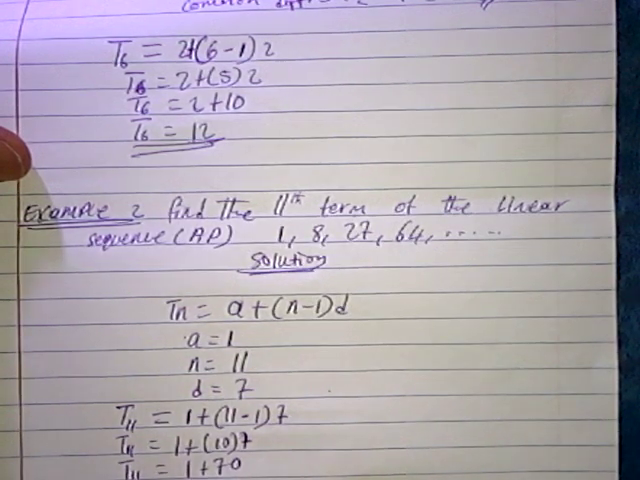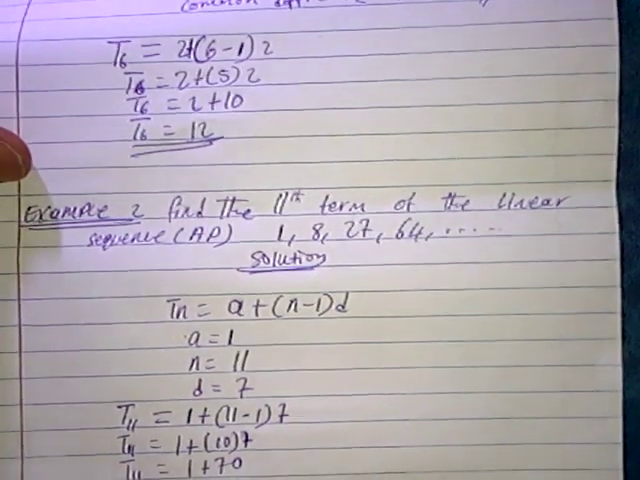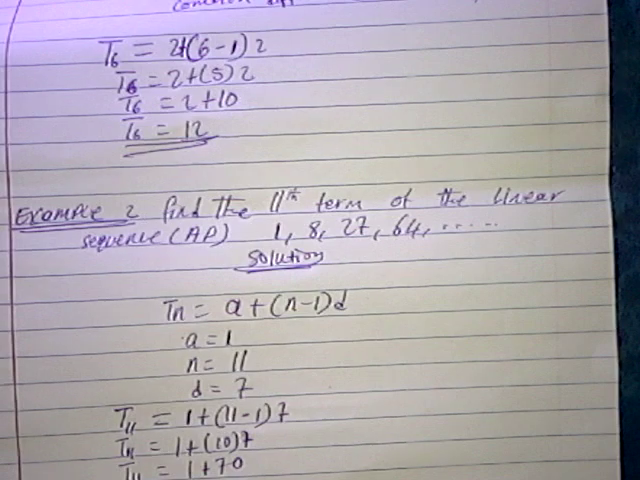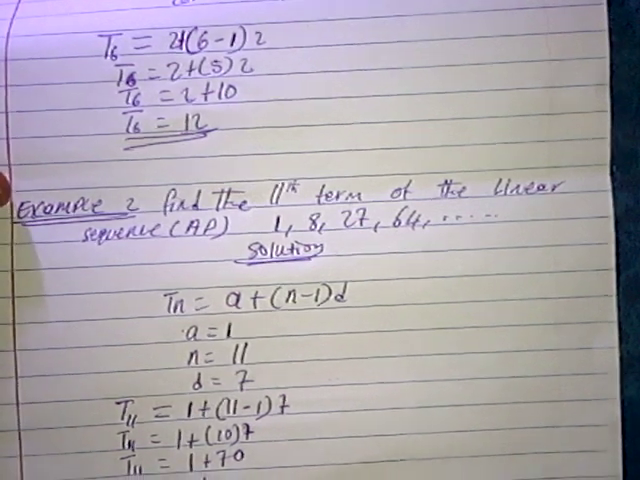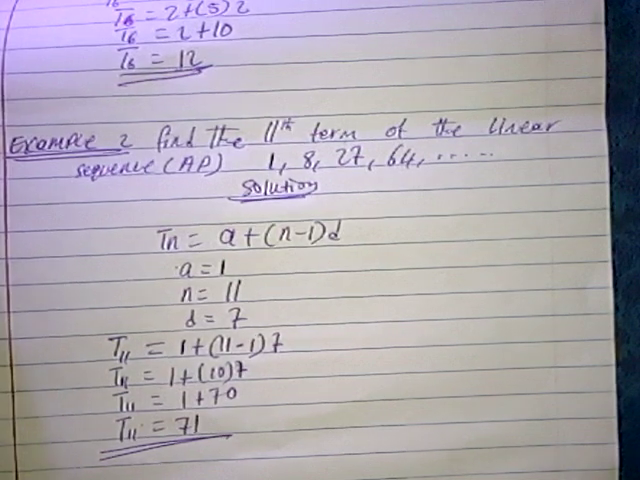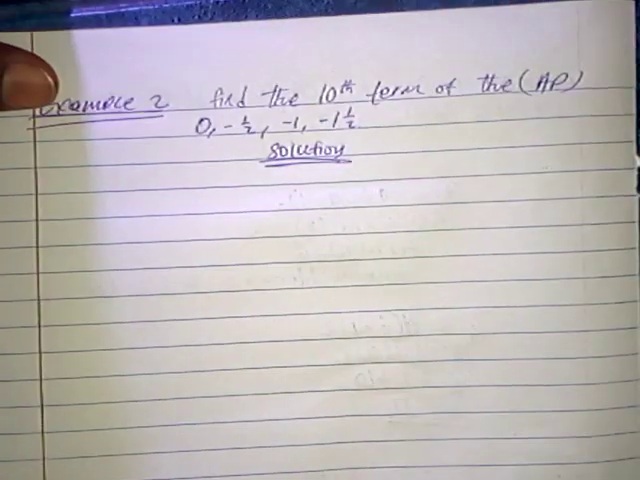T11 is equal to 1 plus 10 times 7, which is 70. So T11 is equal to 1 plus 70, which is 71. So the 11th term will be 71. Is it okay? Good. This is the normal procedure. This is how we solve the sum of AP and GP. Good. Now we move to the next example.